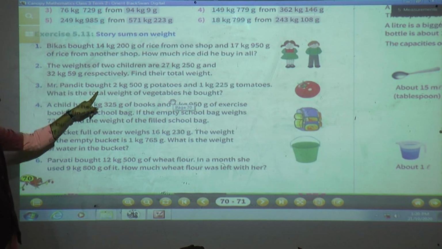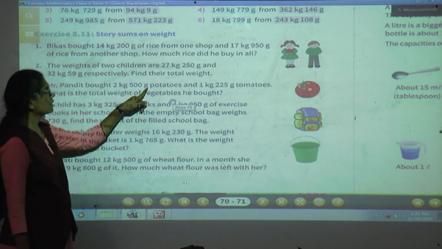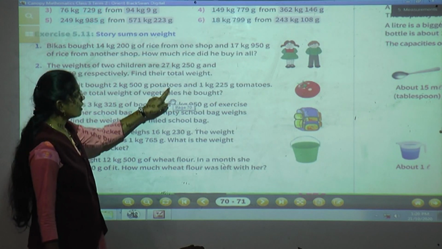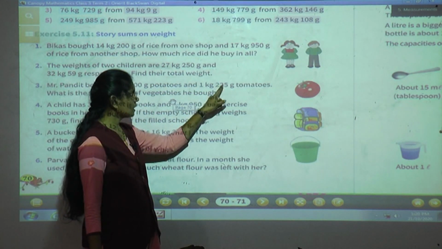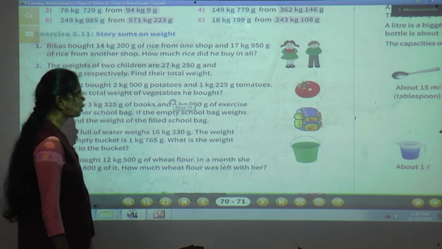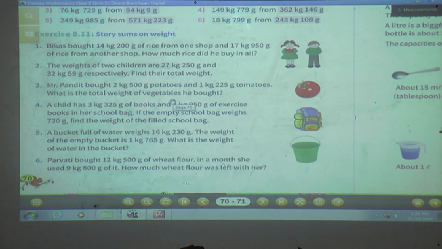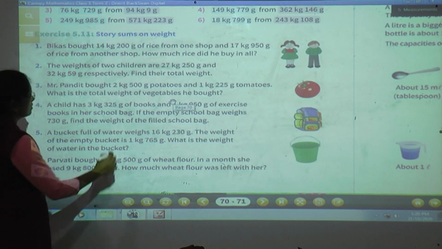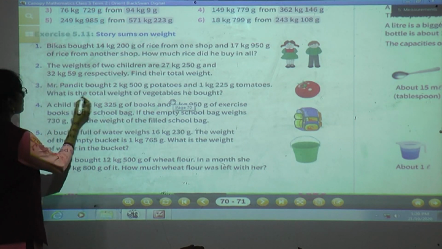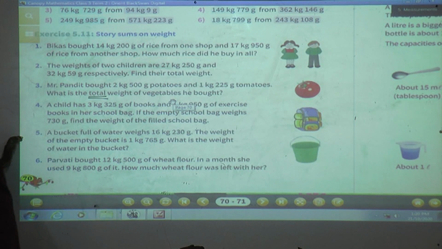Mr. Pandit bought 2 kg 500 gram potatoes and 1 kg 225 gram tomatoes. What is the total weight of the vegetable he bought? See here, what is the word? What is the total weight? Means again here also you have to do the addition.